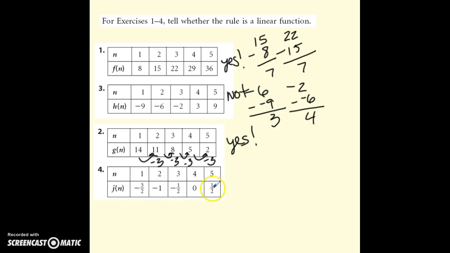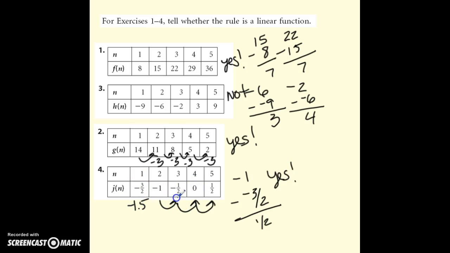Now this one's a little bit more complex because it is fractions, so feel free to use your calculator. We're going to take negative 1 minus the negative 3 halves. So I'm just going to type negative 1 minus negative 3 divided by 2. It comes out to 0.5 or 1/2. And now this is saying that it's a positive 1/2, so I'm going up by half. And if I look at this one, that does increase by half, increases by half, increases by half. So this would be yes. Now you could have also changed this to decimals, and that might have helped you see the pattern.